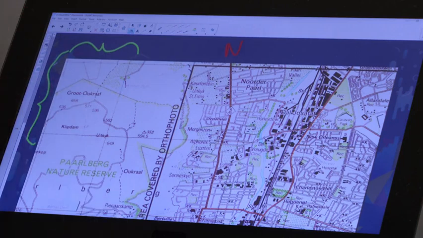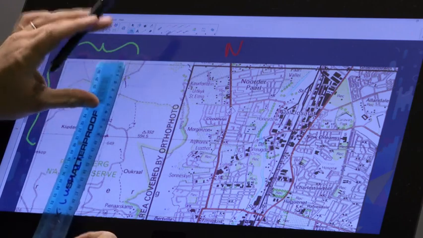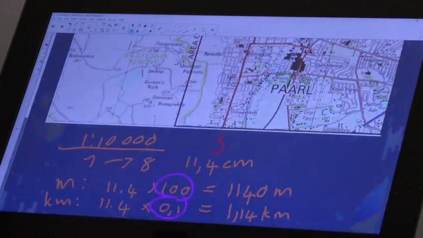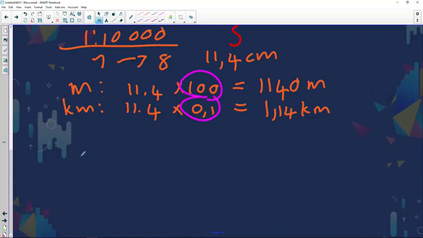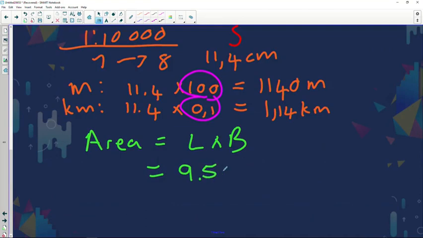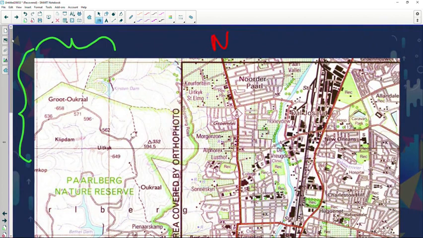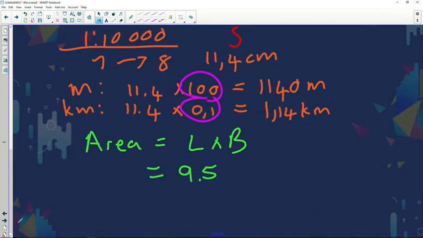Now first of all, you go and calculate your length. As you can see, it's 9.5 centimeters. Let's just go to the bottom of the page. Area equals length times breadth, and we calculated length. It's 9.5. Because this is a topographical map, what's the formula that we're going to use for meters? 500. What's the formula that we're going to use for kilometers? 0.5. So let's assume they asked a question for square kilometers. So we take the 9.5 times it with 0.5.